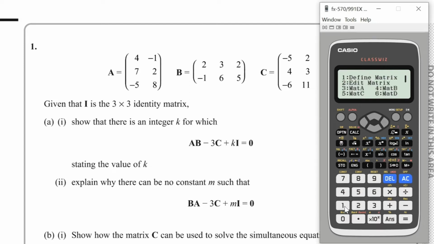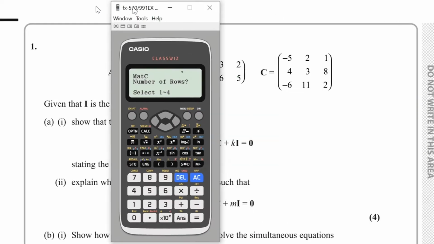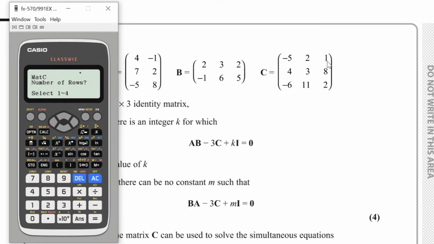Let's now define matrix B. We've got 2 rows and 3 columns. So type in matrix B, as we see here. Let's also define matrix C. We have for matrix C a 3x3 matrix. So type in matrix C, as we see here.